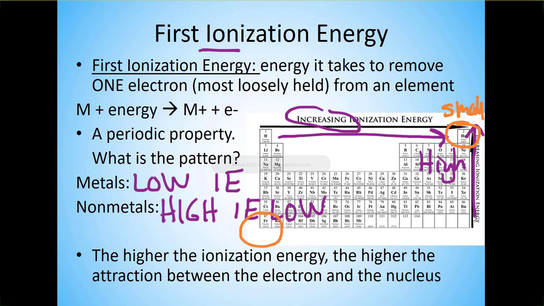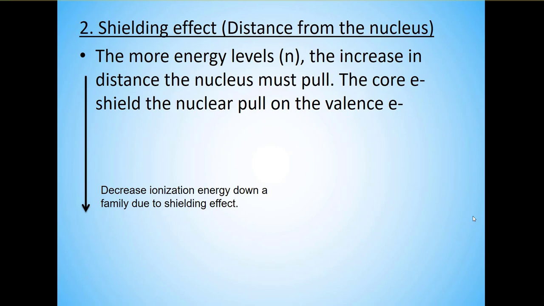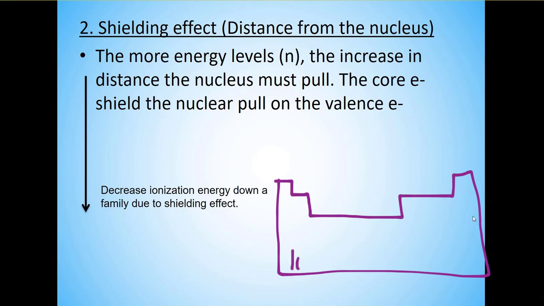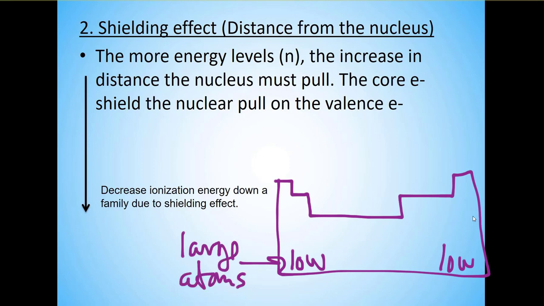So again, nonmetals have very high ionization energy, or that is the energy to remove an electron, and metals have a very low ionization energy. One more thing to talk about. When we look at a periodic table, we find that down here at the bottom, the large atoms have a low ionization energy. You would still have the nonmetals be higher in this area than the metals over in here. But in the family, the large atoms at the bottom would be lower ionization energy. And this has to do with the size of the atom.